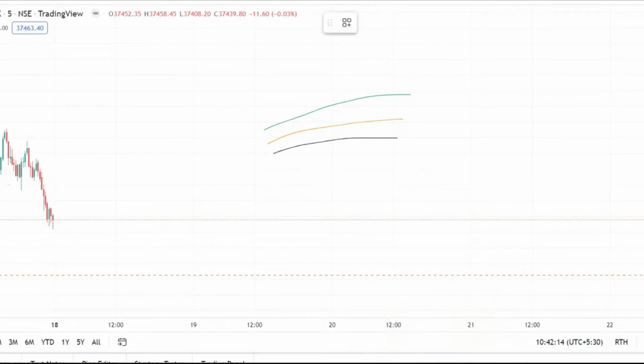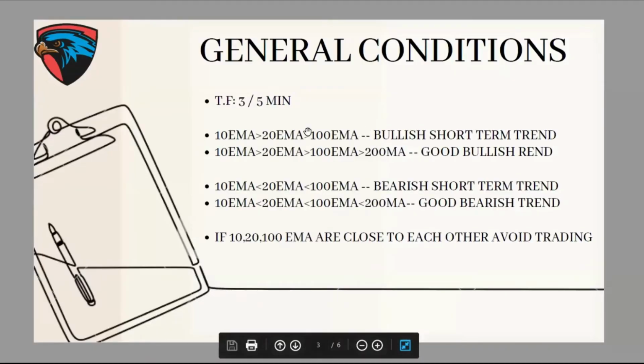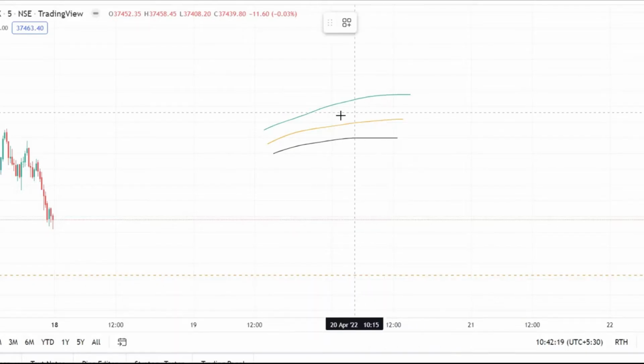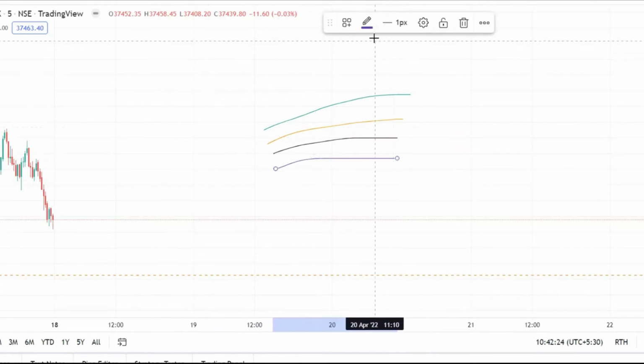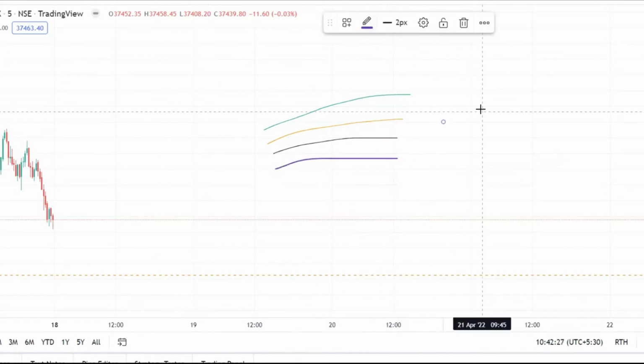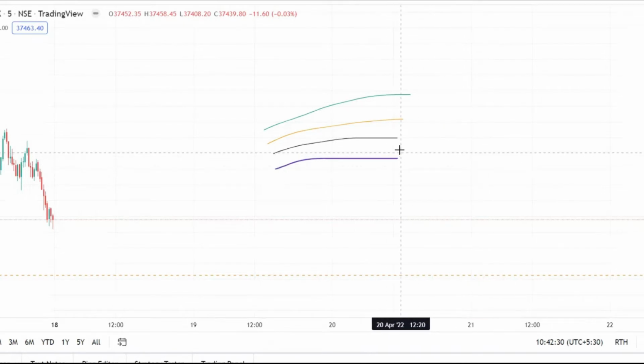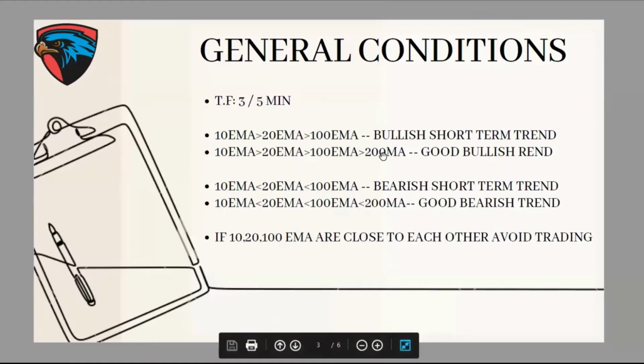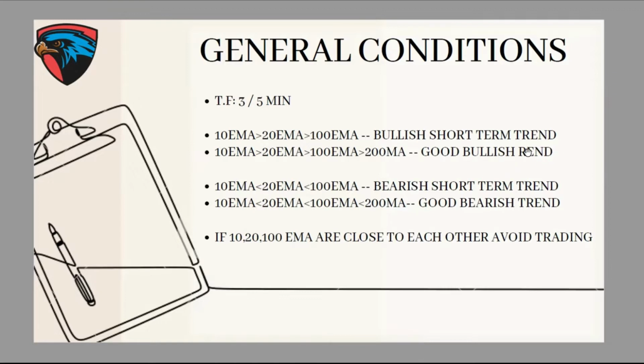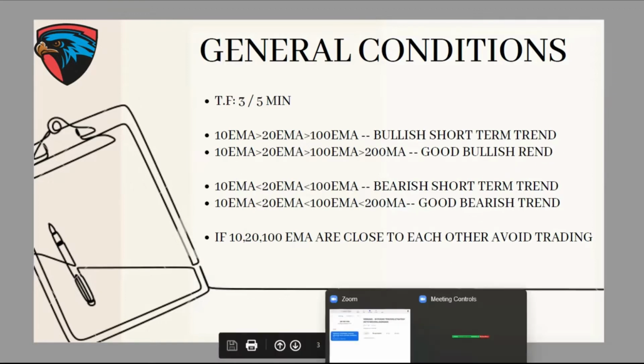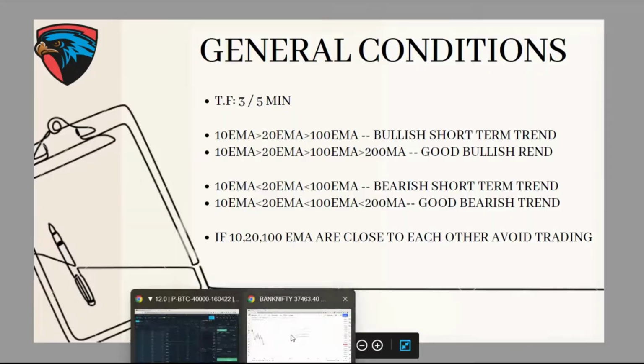Now, this was the first condition. Hope this is easy to understand for everyone. 10, 20, and 100. And then the third condition is like this. Our 200 moving average is below all the three. So 10, 20, 100, and 200. This shows a good bullish trend in the equity, or whichever stock you are trading.